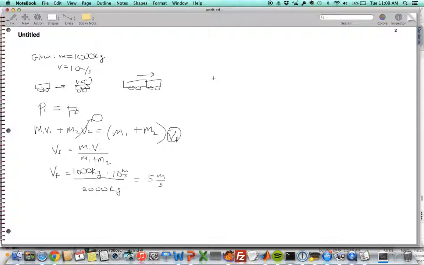And now we want to think about, well, how much energy is dissipated? So when this car hit this car and they collided and they're moving together, they lost energy. And so we can say, okay, K initial is equal to K final plus E dissipated. And so we want to find what this E dissipated is. So this is going to be 1/2 m v initial squared is equal to 1/2 m1 plus m2.